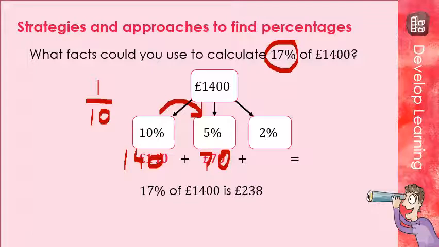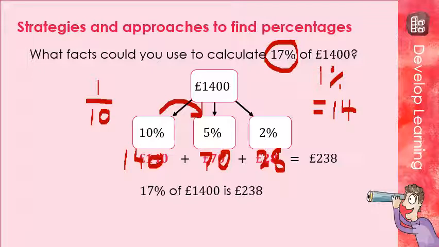And then 2% here. We don't have a rule for 2%, but I do have a rule for 1%. So 1% is equivalent to 1/100th. So to find 1%, I need to divide by 100. So I could do 1,400 divided by 100, which gives me 14. So 1% is 14. Therefore, 2% is just going to be double that. It would be 28. And then we would add them all together.